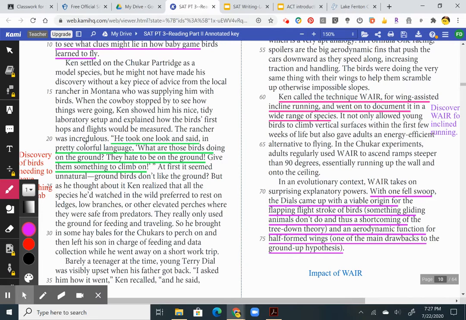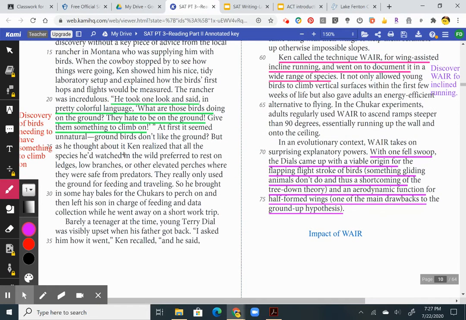But he ended up making his discovery with a key piece of advice from the local rancher in Montana who was supplying him with birds. So this is a narrative. This is a good one for the combo reading method. When the rancher stopped by to see how things were going and Ken showed him his nice, tidy laboratory setup and explained how the birds' first hops and flights would be measured, the rancher was incredulous.